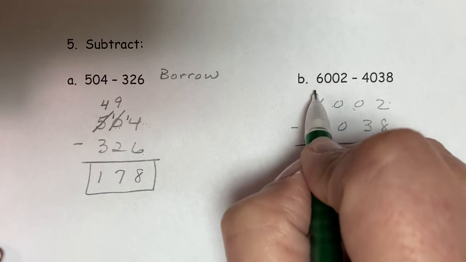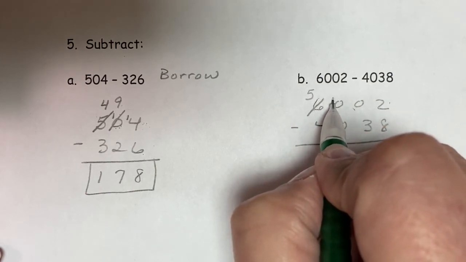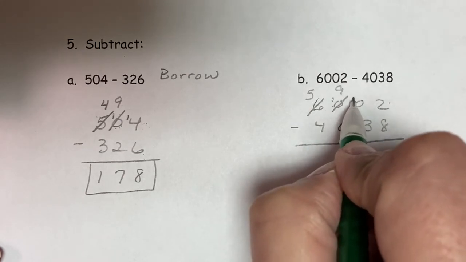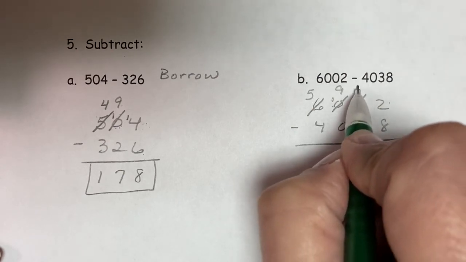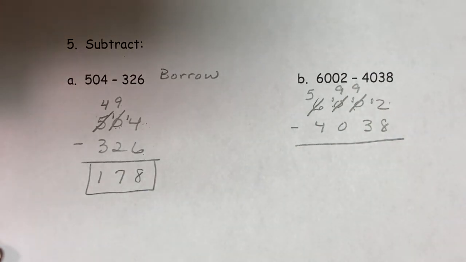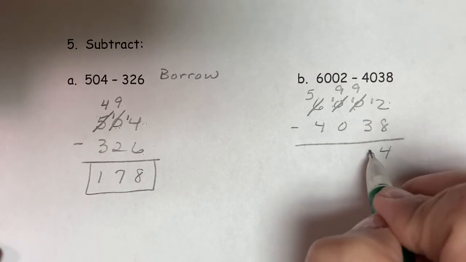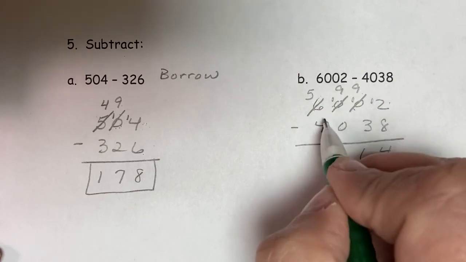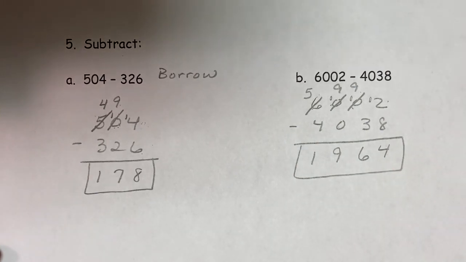So I'm going to borrow 1 from the 6, which leaves a 5, which makes that a 10. I'm going to borrow 1 from this 10, which leaves a 9, which makes this a 10. Now this one has something to borrow, so I'm going to borrow 1 from the 10, which leaves 9, making that one a 12. So 12 minus 8 is 4, 9 minus 3 is 6, 9 minus 0 is 9, and 5 minus 4 is 1. And there's the answer.